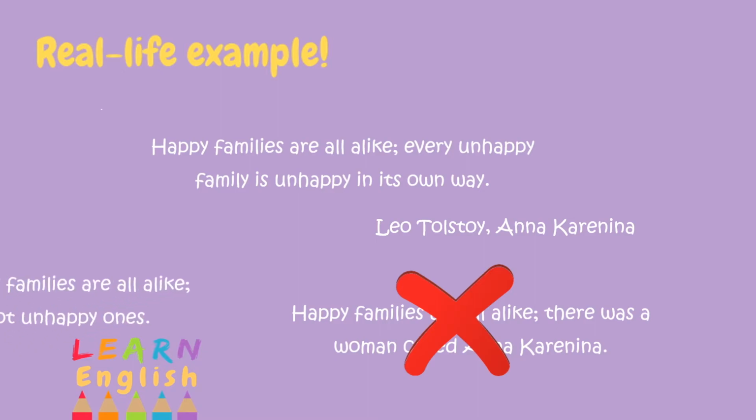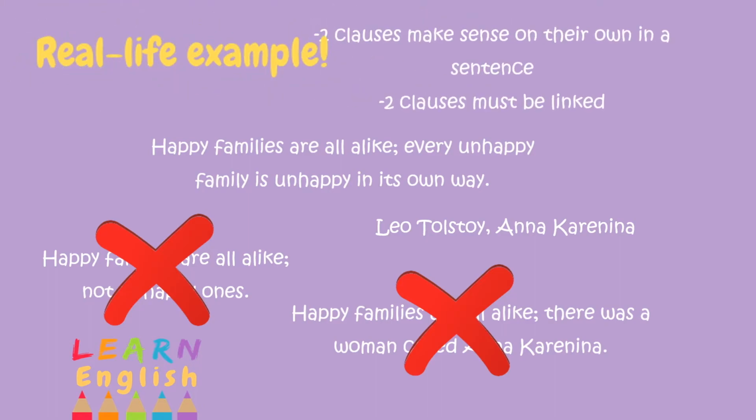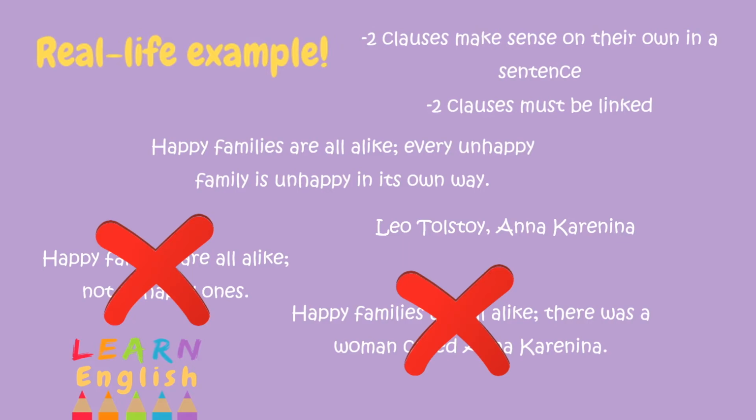This sentence wouldn't work either. This time, the sections do link, but they wouldn't make sense as sentences by themselves. Happy families are all alike, full stop, makes sense as a sentence by itself, but not unhappy ones does not make sense in a sentence by itself. So, you can't use a semicolon, because to use a semicolon, we need the two sections could have been sentences by themselves, and you could have linked the ideas with a connective, because they are linked ideas.